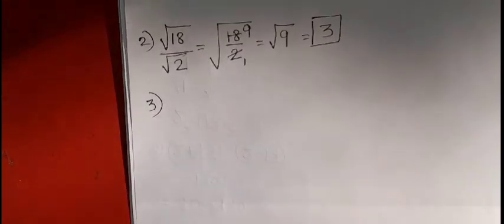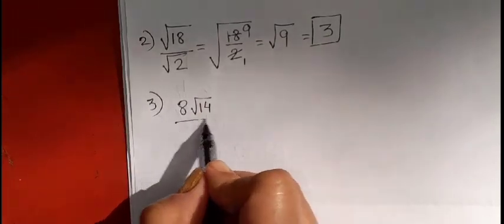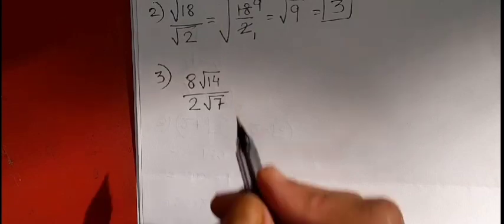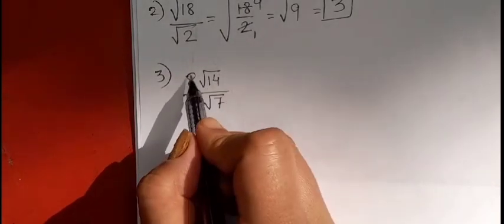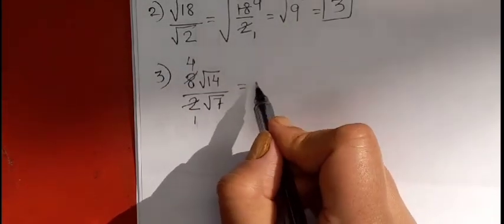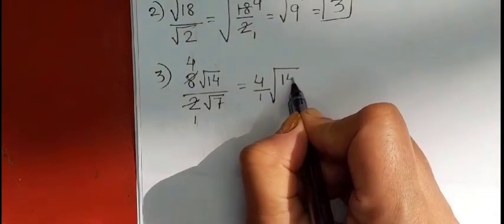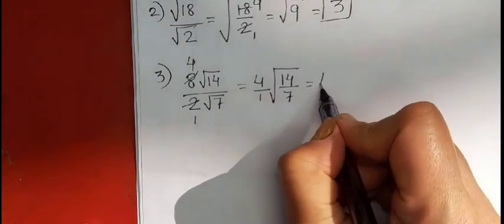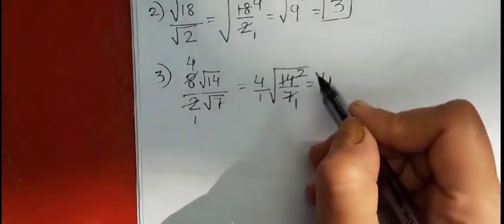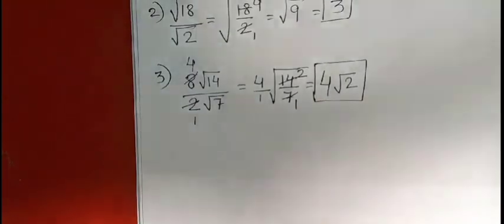Let us take the third example. Here I take 8 root 14 divided by 2 root 7. Here we have to divide the rational number by the rational number. So 2 times 1 is 2 and 2 times 4 is 8, so we get the denominator 1 and the 4. Then we divide the radicand, 14 divided by 7. 7 times 1 is 7, 7 times 2 is 14. So this 4 will be as it is, and root 2. So 4 root 2 will be the solution.